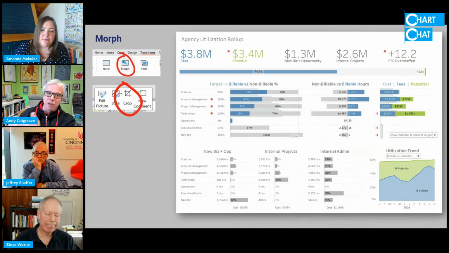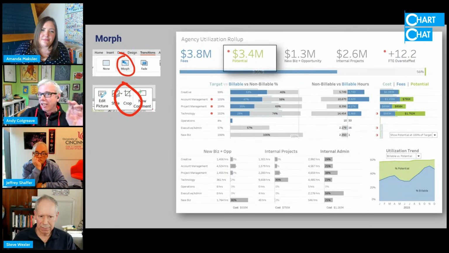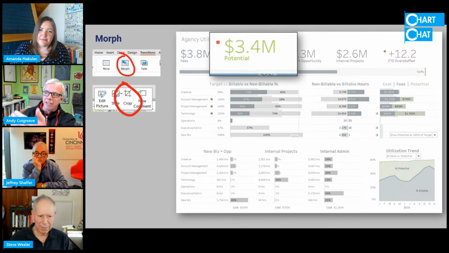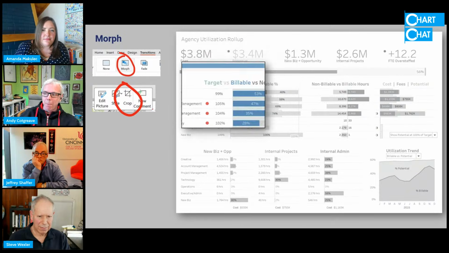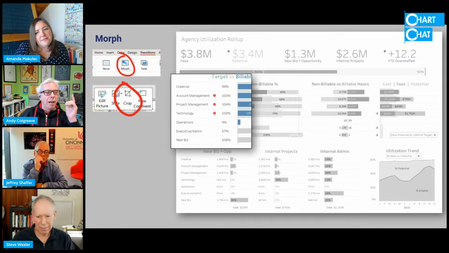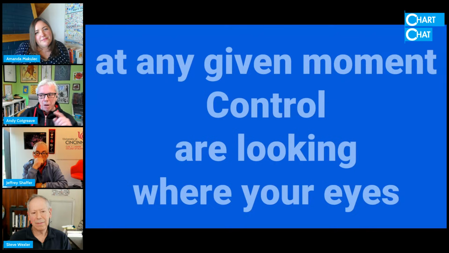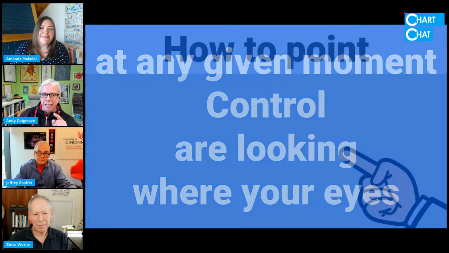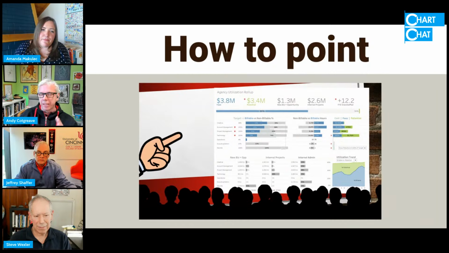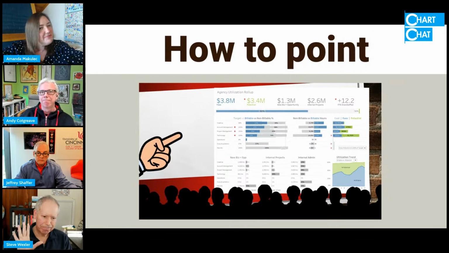What's actually going on here is on this slide, there is the dashboard, but there's also a secret, smaller, cropped picture of the dashboard too. And then I changed from going from slide to slide. I changed the crop and I changed the location so that it goes from one slide to the other. So the goal is, at any given moment, control where your eyes are looking by working out how to point. And there are 3 ways that I do it: with a clicker, with PowerPoint shapes, or using multiple images and morphs and crops. There you go, Andy.